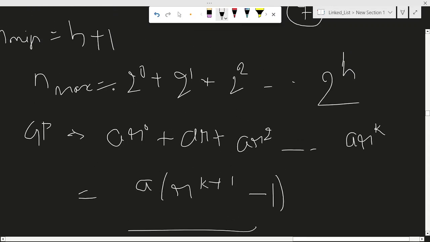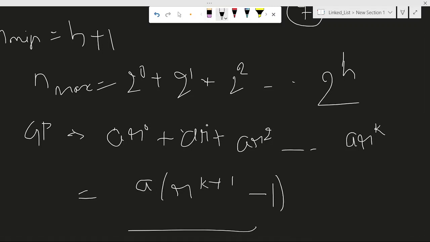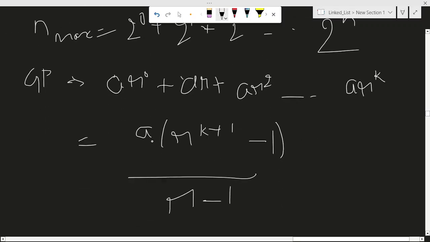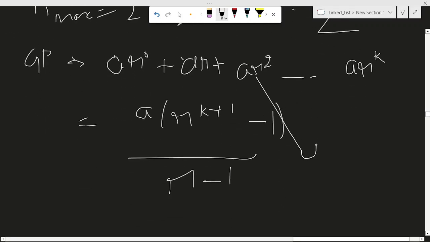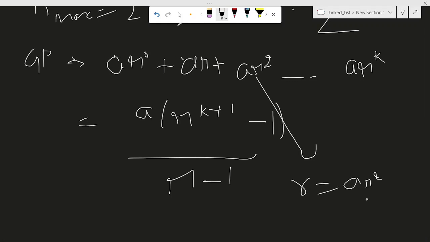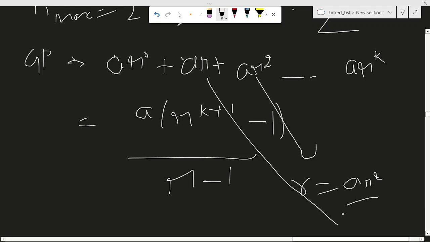So in this case, what is a? If you observe, a is 1 actually. So how to find r? Again, this is also a basic thing. You need to take an element and divide by the previous element. How to find r? R is nothing but a r square divided by the previous element, which is a r, and that will give you r.